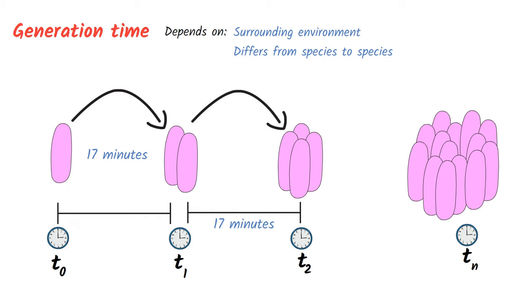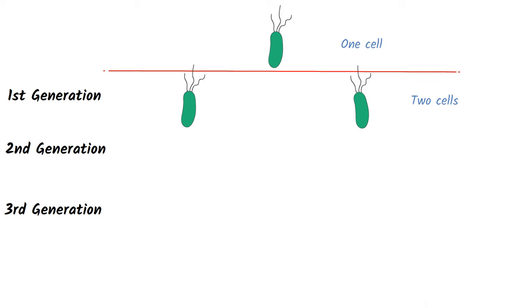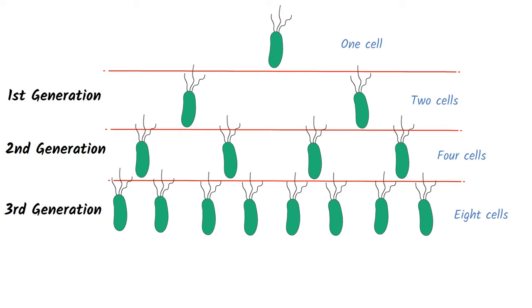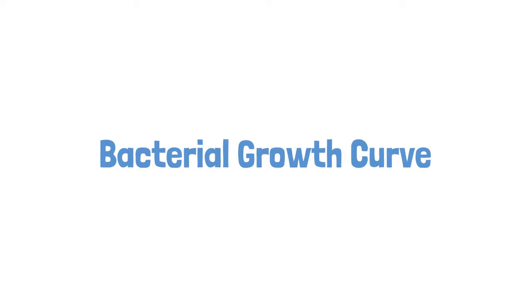When the division starts with one cell, there will be two cells in the first generation, four in the second generation, eight in the third generation, and so on. Let's see how to calculate the generation time. But before that, we have to understand the bacterial growth curve and the different phases involved in it.